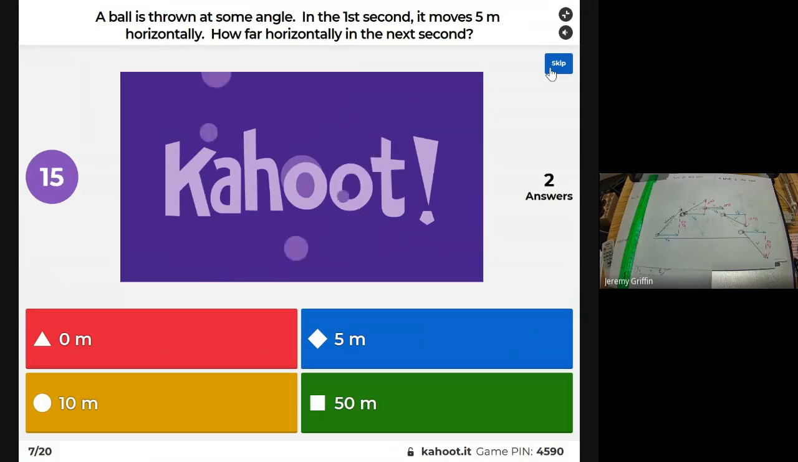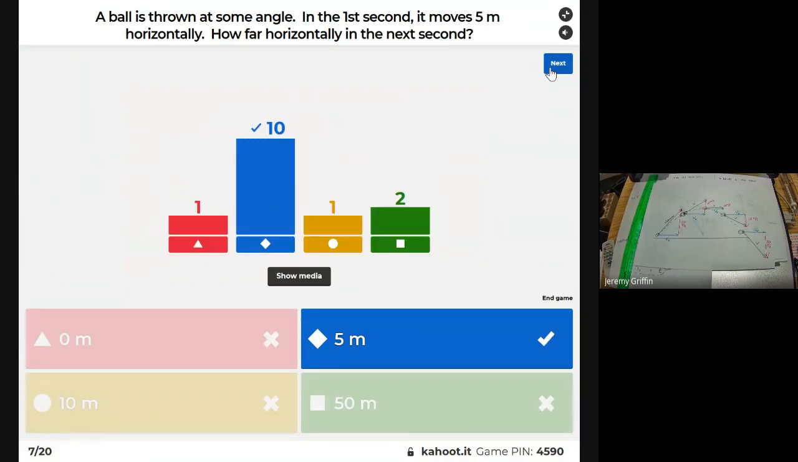Don't pick the yellow one, because that's not the answer. So in the first second it moves 5 meters. In the next second it moves how far? Who picked the other one? Yeah, you guys got that, right? So every single second it's moving another 5 meters. If you picked 10 meters, that would have been the total distance, but that's not really it. Any questions about that?